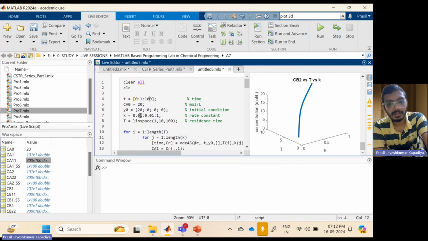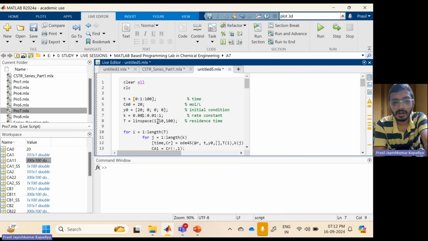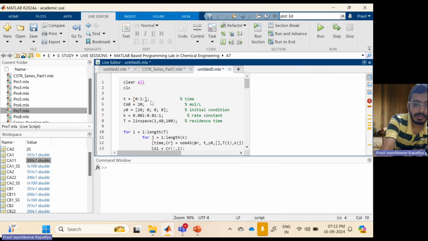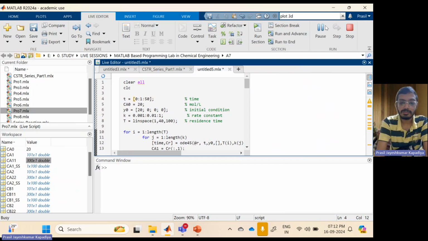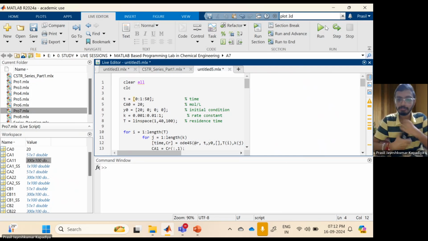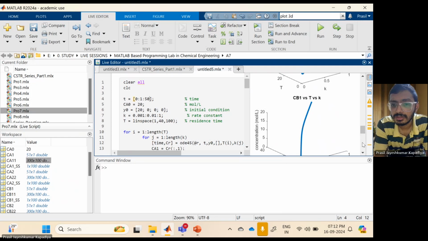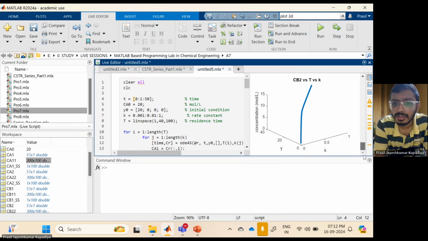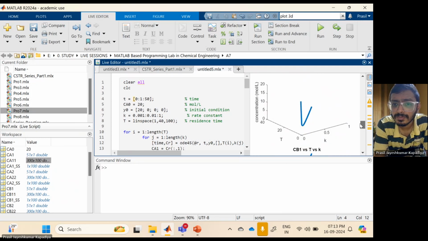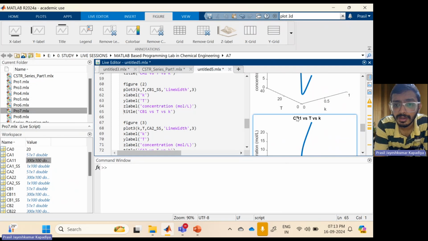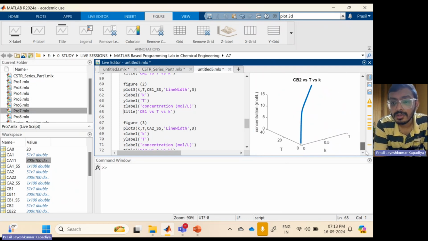So let's do one thing. Let's go from 0.01, and let's go from 1 to 40. Okay, so it's going to take, okay, let's do one thing. I am pausing it. Let's just run it for 50 minutes of time, and let's just see what we are getting. It will take some time to run, but we will have a good feel of these plots. Range 0 to 1 and 0 to 40. Okay, so this is how you can plot a 3D plot.